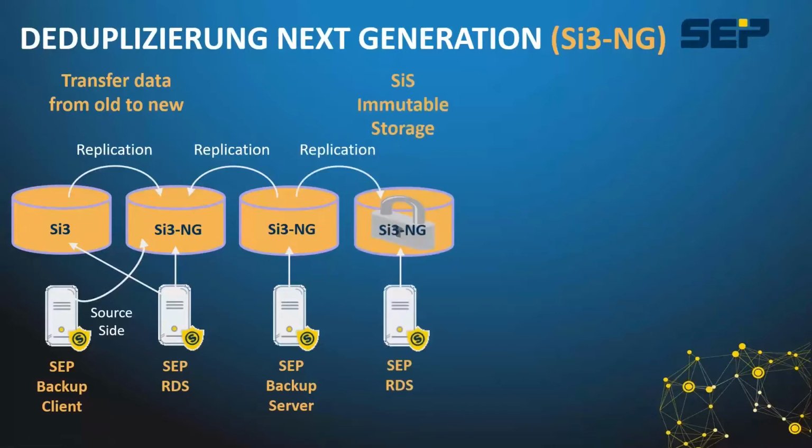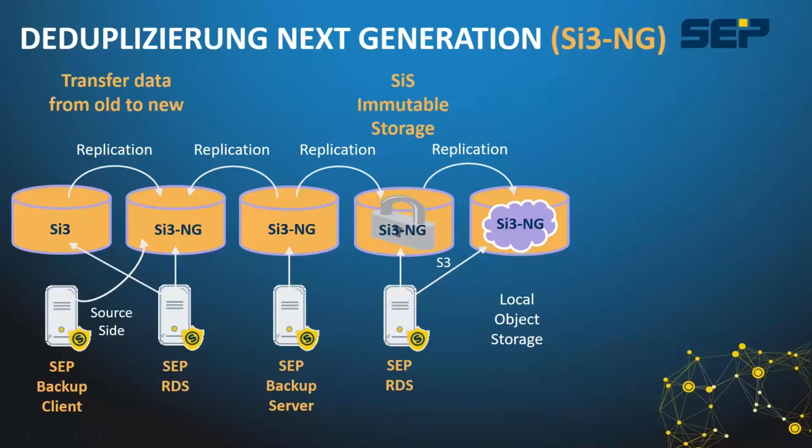Then, very important, very new, our SIS, the immutable storage, which locks the data and helps to provide protection from ransomware. And I have a separate slide explaining how the immutable storage will work, and I will show it in the live demo later on as well. So this is one new option with Jaglion version 2, the SIS immutable storage.